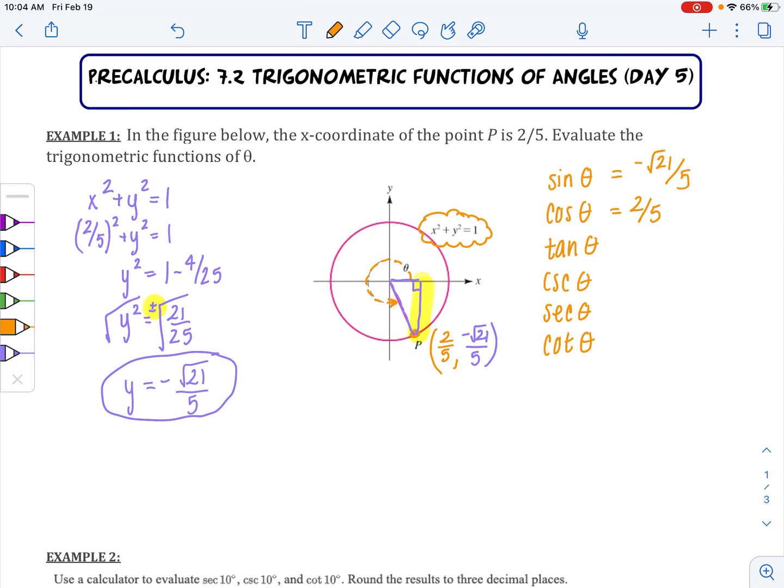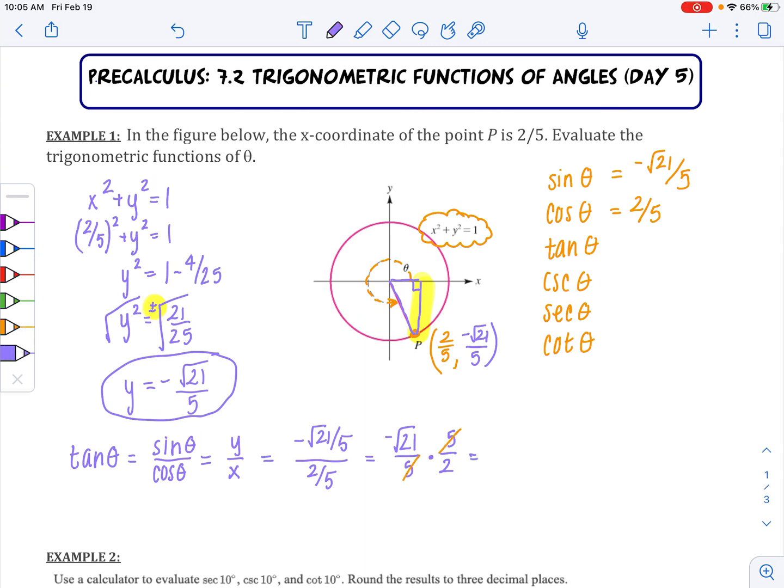Once you find tangent, the rest are just reciprocals. So the tangent, keep in mind tangent is sine over cosine. Thinking about it in terms of x and y though, it's just y divided by x. So the y value is negative root 21 over 5. The x value is 2 over 5. Instead of dividing by that fraction, just multiply by the reciprocal. All of it's coming back to life, everything that we've done.